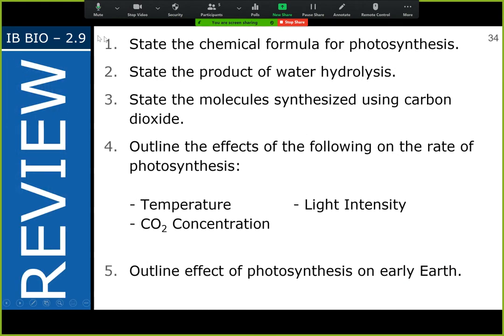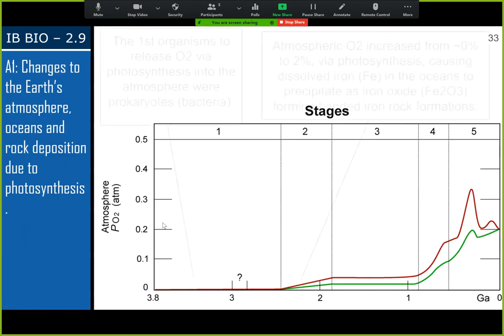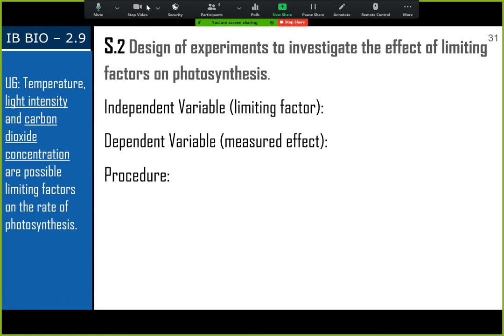Okay, and then these are the review questions for 2.9. So after going through your notes from 2.9, you should be able to do all of these things. So let's go back to our skills activity. So this is the slide. I'm going to bring this.